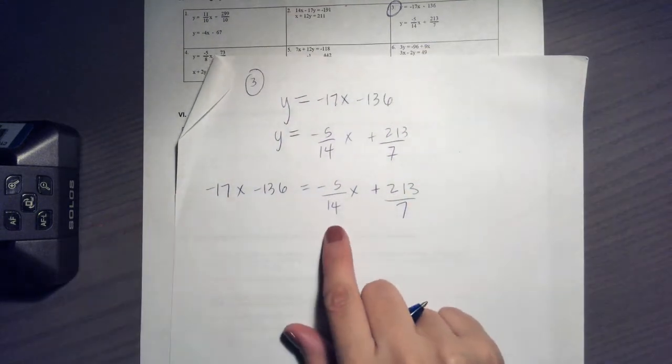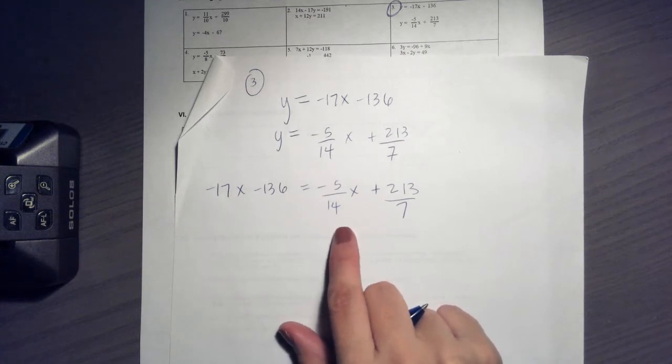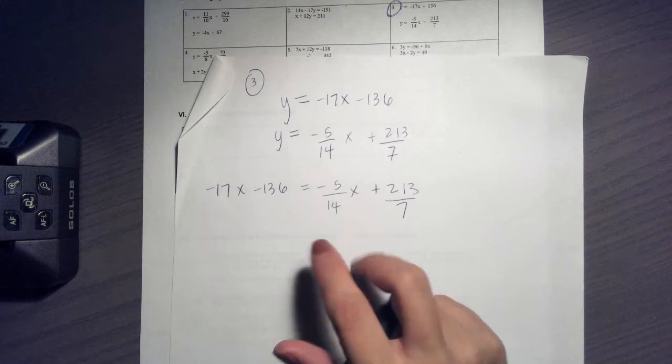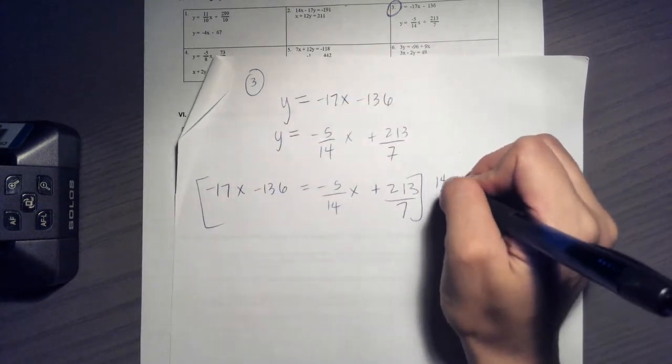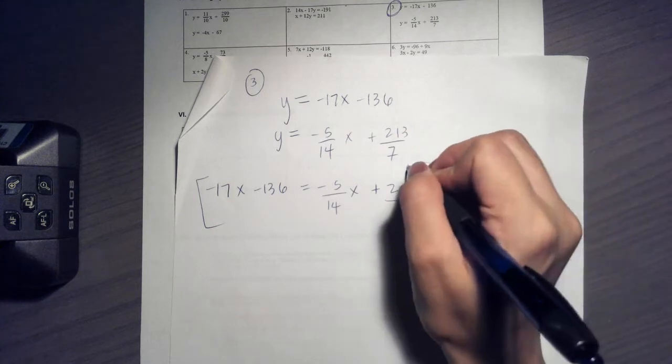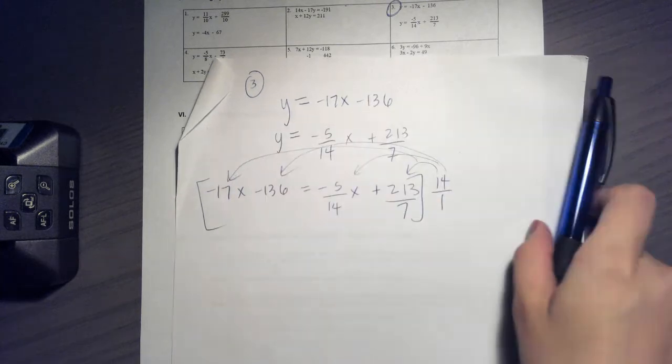Now, I don't like fractions, right? So I'm going to multiply by the least common denominator. Your least common denominator in this case is 14. So I'm going to multiply everything by 14 over 1. So I'm going to distribute that to every single term.